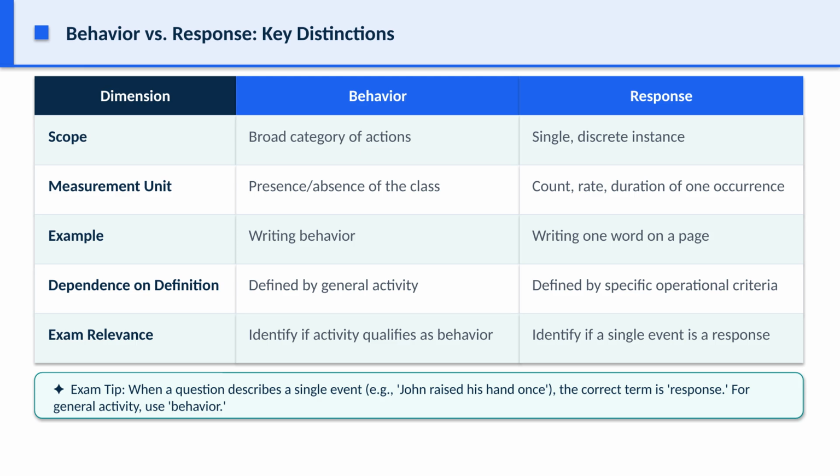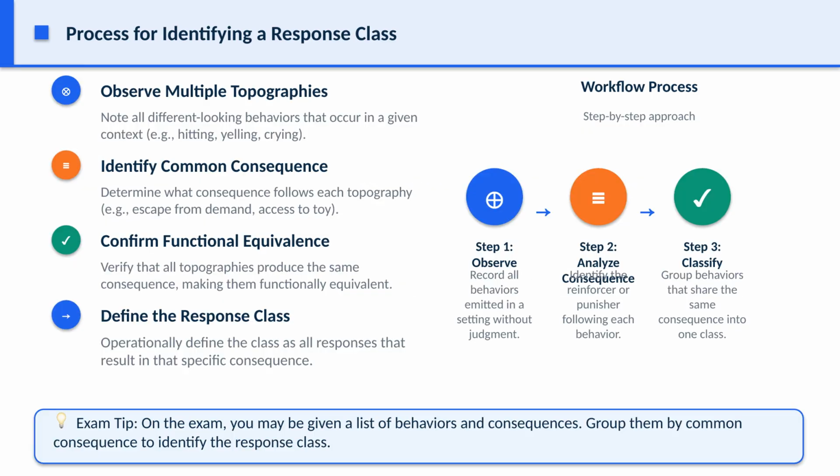For the exam, you'll be asked to identify whether a given activity qualifies as a behavior, e.g., aggression, or whether a single event is a response, e.g., one hit. This distinction matters because it affects how you define, measure, and track client progress. Master this, and you'll avoid confusing broad behavioral classes with their individual instances, a common error in test questions and real-world data collection.